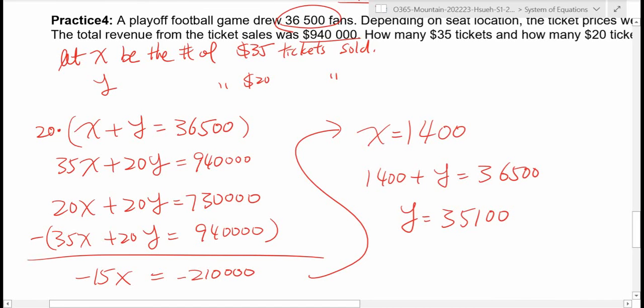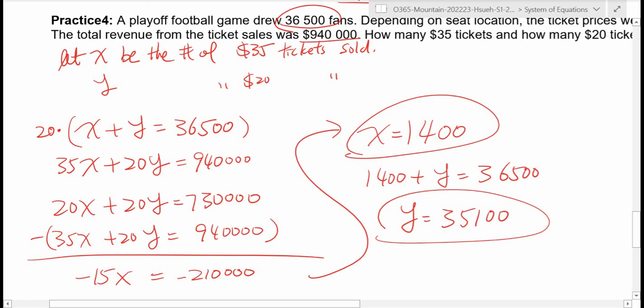Yes, okay. So I'm just gonna quickly check my answers because I don't feel right about that. So let me double check. I'm gonna plug in 1400 into x for the second equation here and see if it equals 940,000. Okay, plus 35100 times 20. Oh, that's right. So something is wrong.